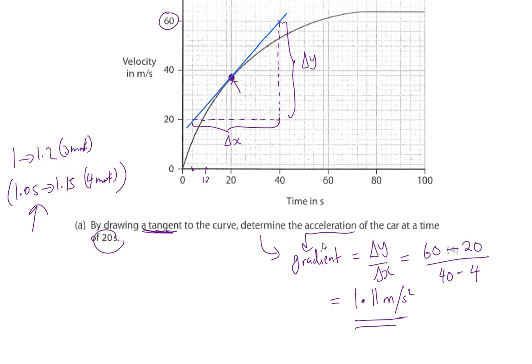So this range is very, very short. Therefore my answer is within the shorter range, and I'll be awarded full marks in this case. Okay, so you can see that. Now, why was I able to get the answer precisely?